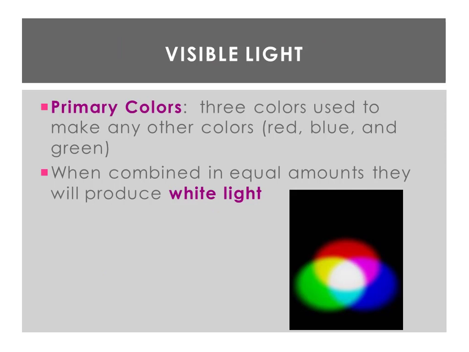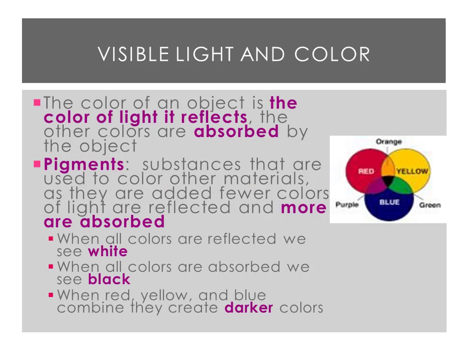So when you put all 3 together in equal amounts, you actually end up with white light. And you can see this here in the middle of this picture, and what it looks like to combine the red and green, and the blue and green, and the blue and red, which is pretty interesting. And I'm hoping to try this out in class in the next couple of days to show you that this is not just a picture that was drawn on the internet, but it actually happens.